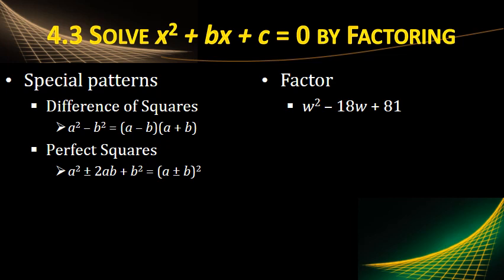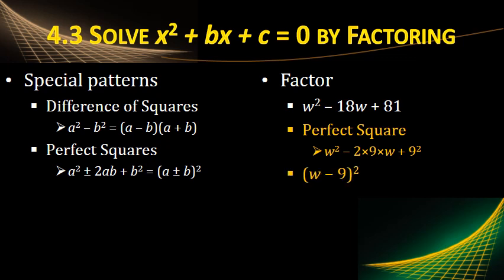Or maybe here's this one. Now this was a little harder to notice. It's a perfect square. 81 is 9 squared, and 18 is 2 times 9 times the w. So we see it's a perfect square, and we're using the minus. So in this case, the a is w, the b is 9, and we're using the minus.